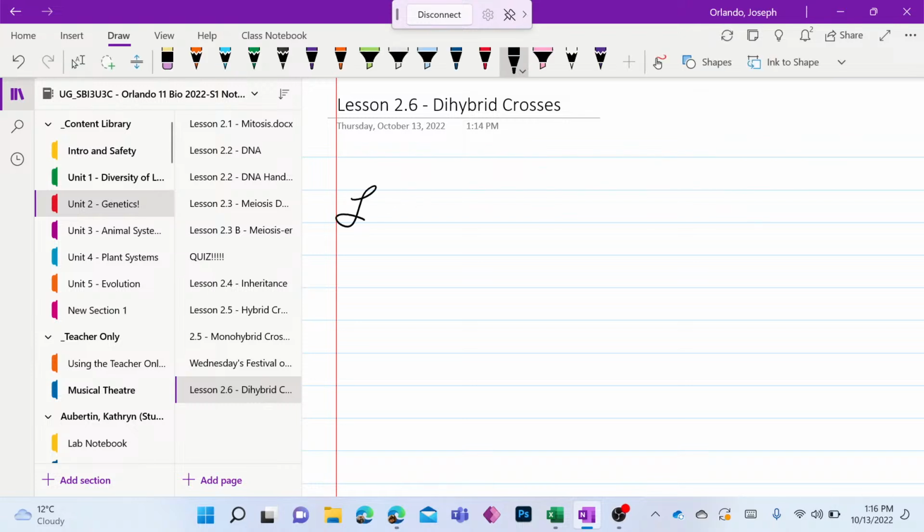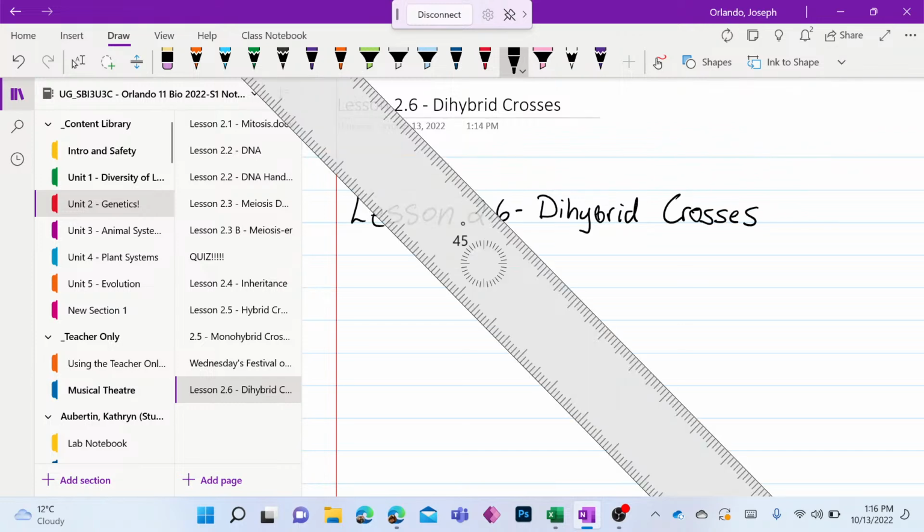Today, oh, we don't use cursive, Joe. We print. Today, lesson 2.6, dihybrid crosses. And I know I already have that up top, but something about having a typed title for a handwritten note stresses me out. Can't handle it.